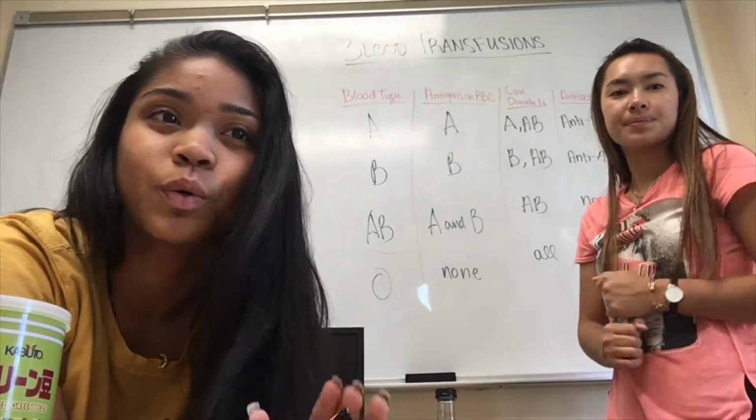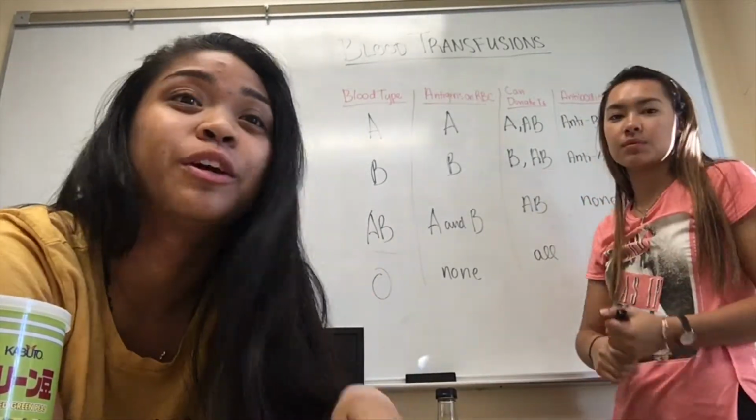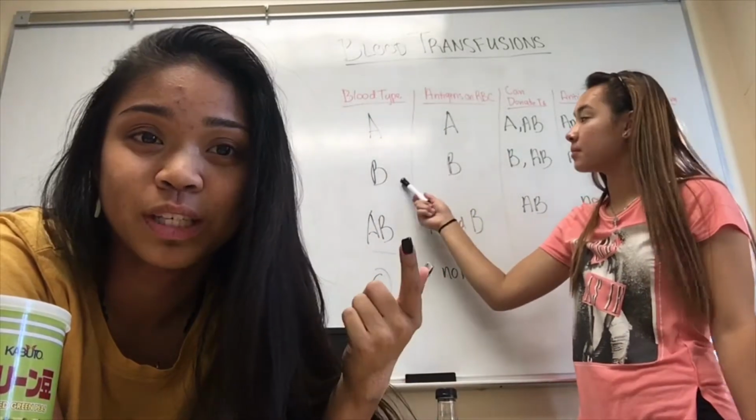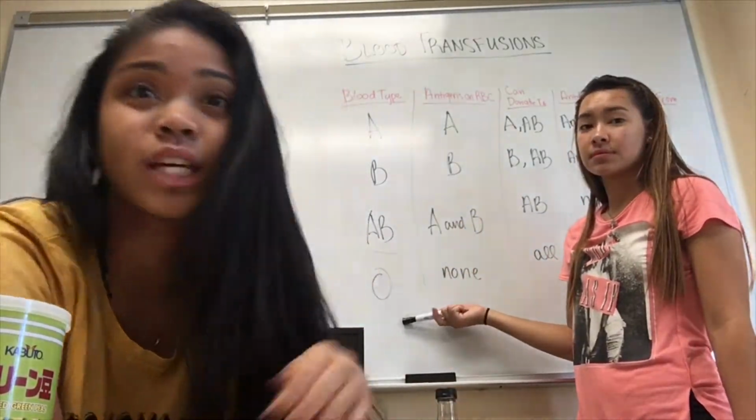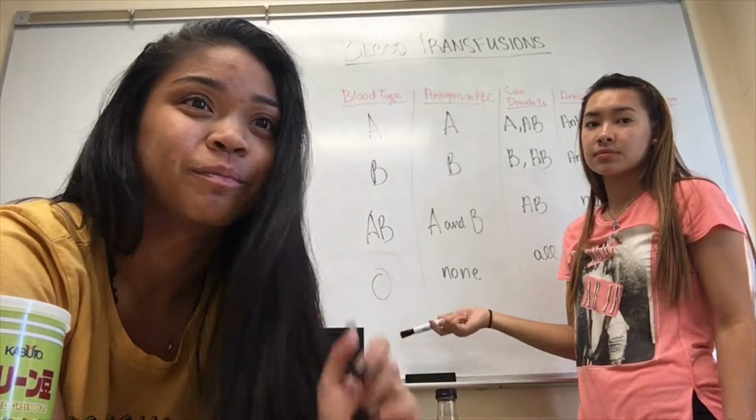Last but not least, we are going to talk about blood transfusions. There are four blood types: A, B, AB, which is the rarest, and O, which is the most common.